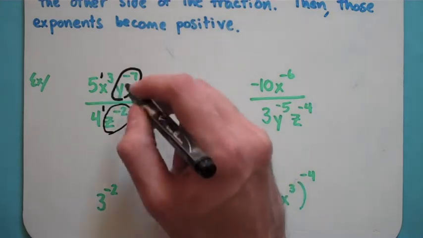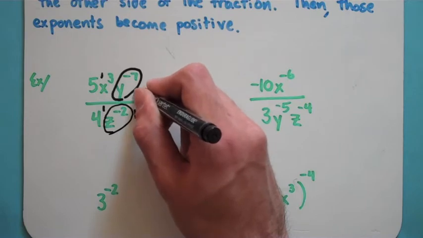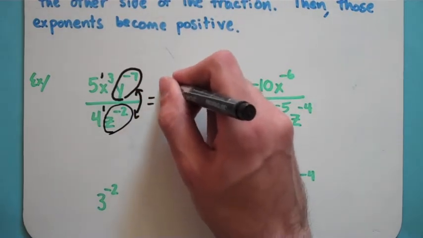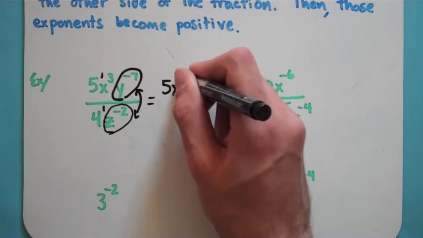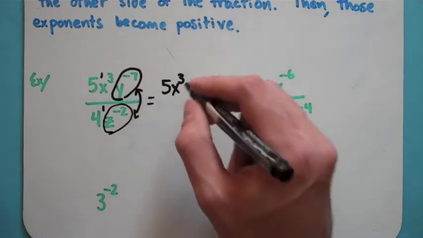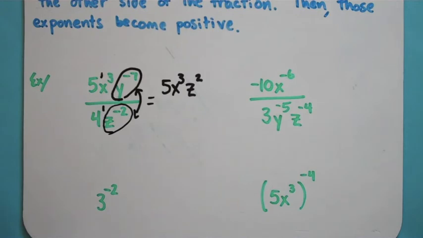So once you decide what has to move, the y is going to get moved down here, and the z is going to get moved up here. So in this problem, they end up just trading spots. I'm going to rewrite my final answer now. I have the 5. I got my x to the third. And that z to the negative 2 is going to pop up top here, because it was a negative exponent. It's going to turn into z to the positive 2, like that.